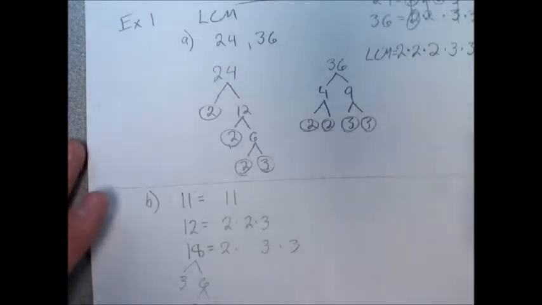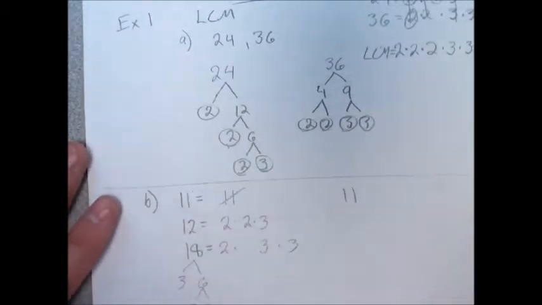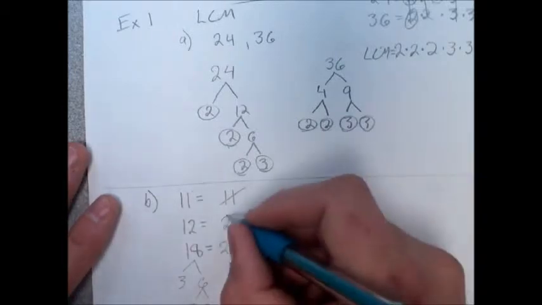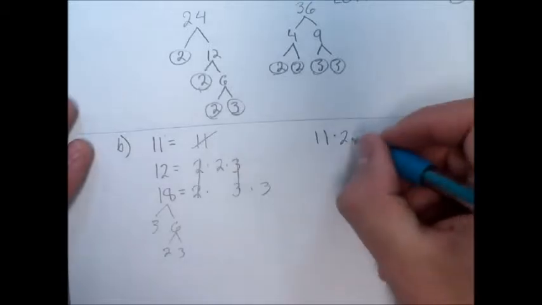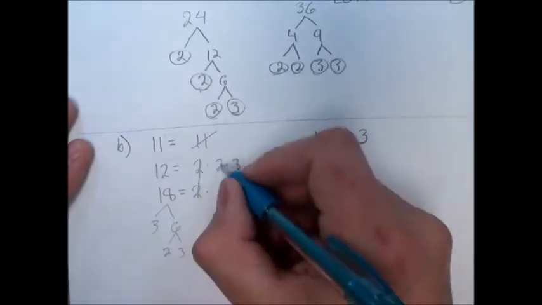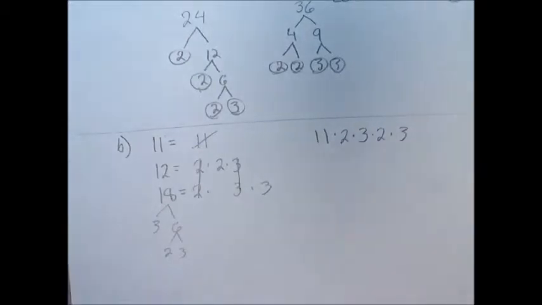So I start going through these. Obviously 11 is going to be by itself, so I mark it out already. I have this pair of 2's, I'm going to write it down. I have this pair of 3's, I'm going to write them down. Now I have a 2 there that needs to be written down, and a 3 there that needs to be written down. I'm going to multiply all of those together.